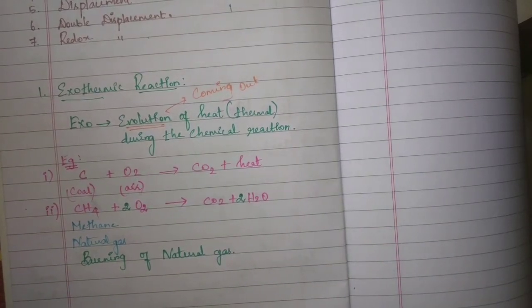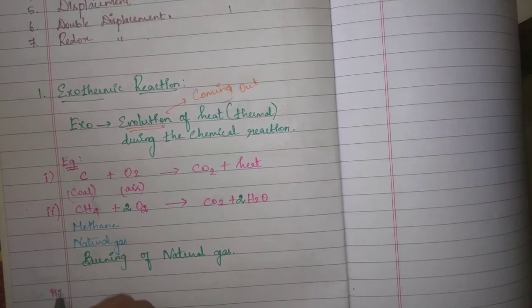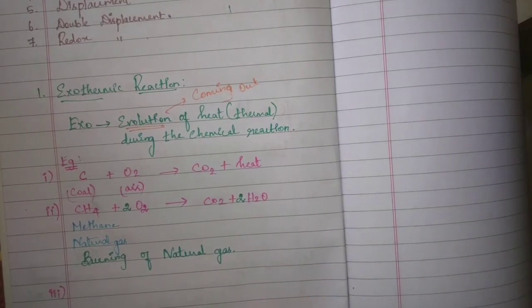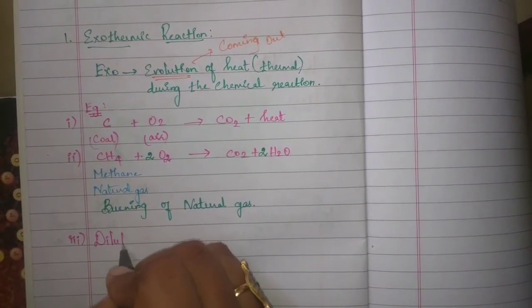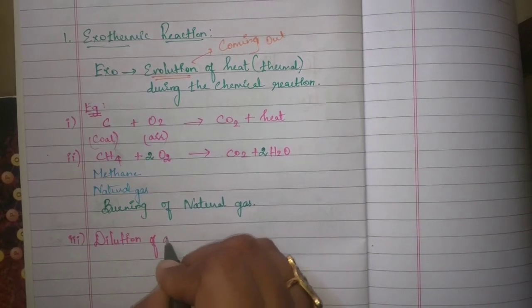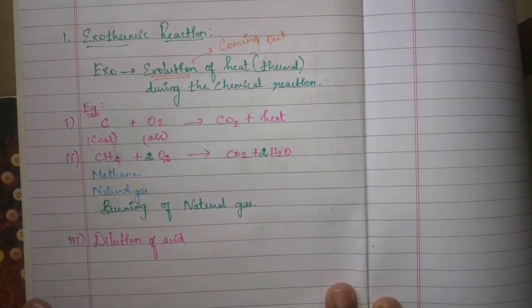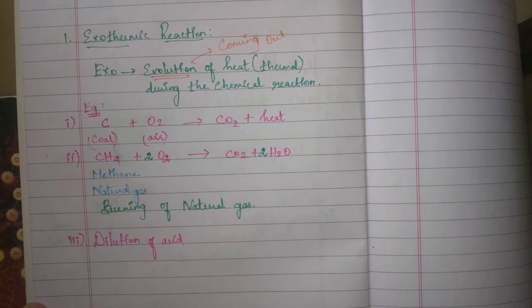Next, third example, dilution of acids. It is an example of exothermic reaction, because while diluting the acid, heat is coming out from the acid solution. Mostly we take HCl and H2SO4 as acids. In laboratories, liquid form is available. Whenever we dilute, heat comes out, so it is an exothermic reaction.